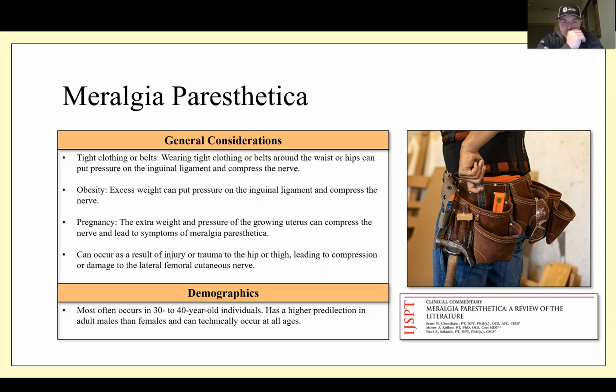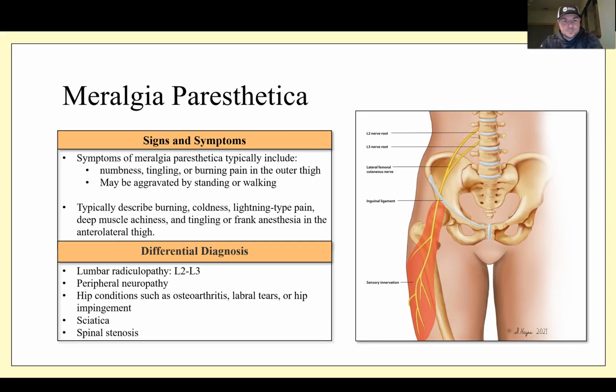Demographics most often occur in 30 to 40-year-old individuals, with a higher predilection in adult males and females, and it can technically occur at all ages. But that's from this study, "Meralgia Paresthetica: Review of the Literature" by Cheatham et al., in the bottom right of the screen. You can reference that article if you'd like. I think I'll probably put that one in your Canvas as well.